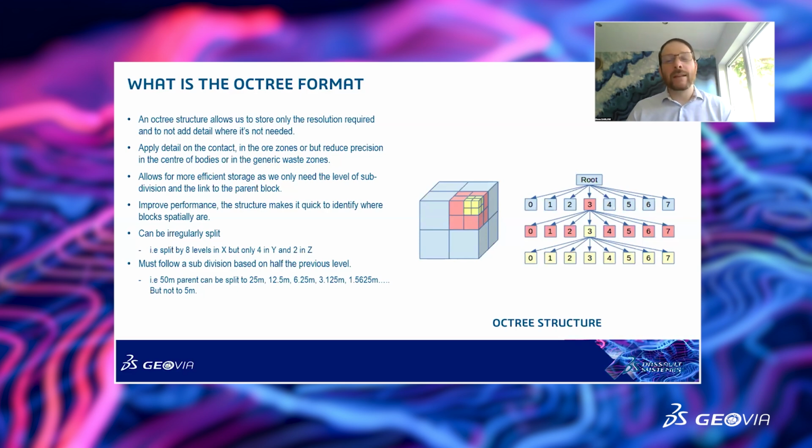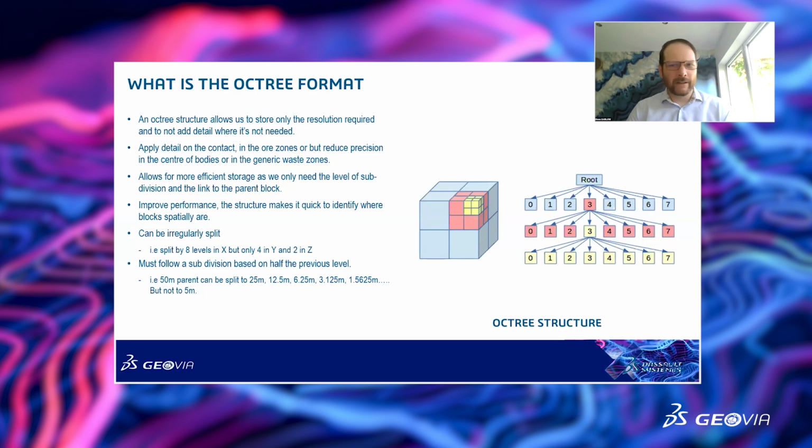But the limitation to it is that the subdivision must be based on half the previous level. You can have multiple levels, but you can only divide by two each time. So if I've got a 50-meter parent block, I can split it up into 25 meters, 12.5 meters, and keep on going all the way down the line, as small as I want to. And there's no limit in Surpac for how small you want to go. You keep going, keep going, keep going as far as you want it to go. But I can't ever take that 50-meter parent and split it into a 5-meter block. That's not possible because it's not a regular subdivision by two, a base two, if you'd like, of that 50-meter parent.